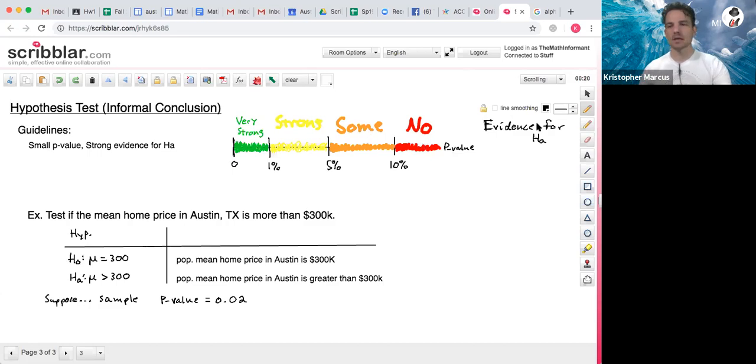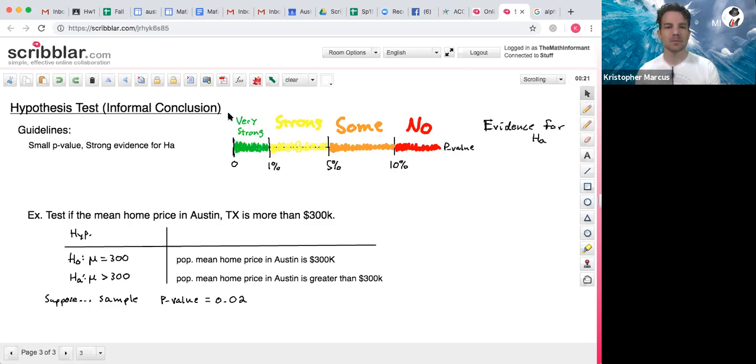If we go down to the bottom using the same problem we did before, we wanted to test and see if the mean home price in Austin, Texas is more than $300,000. Our null is that it's equal to. So the equal is the word is. Our population mean home price is. Our alternative is that the mean home price is greater than. And now we got a sample. Our sample ended up giving us a p-value of 0.02. Where does that fall on our gauge?